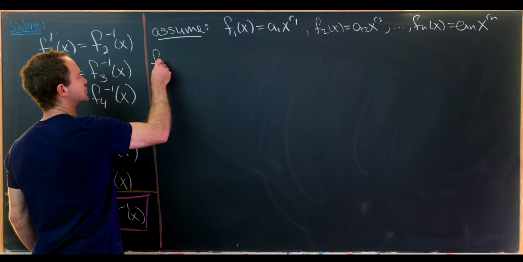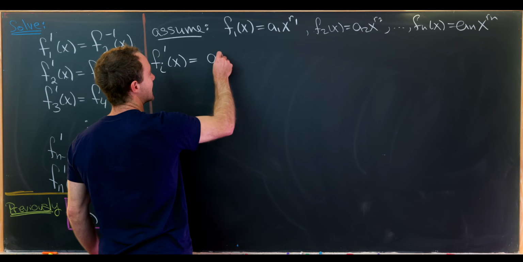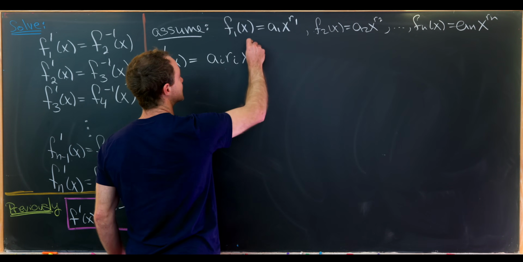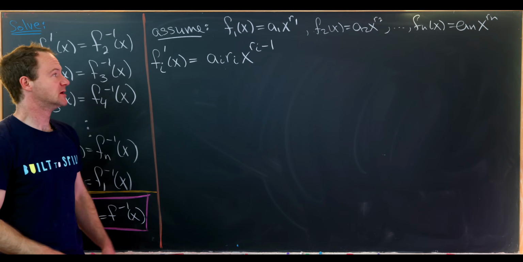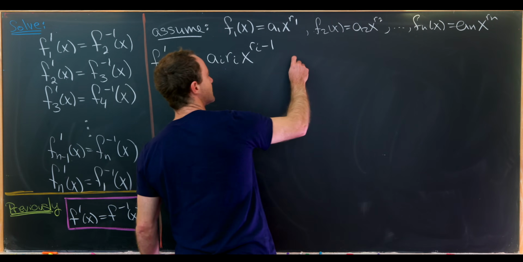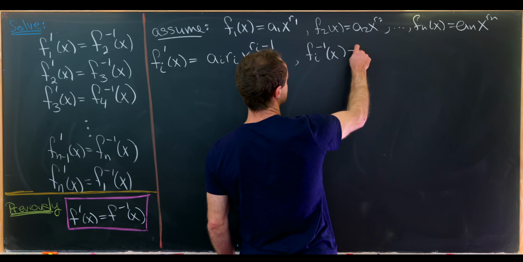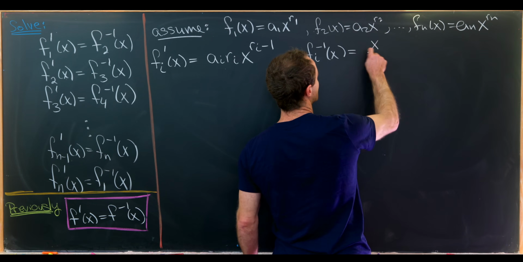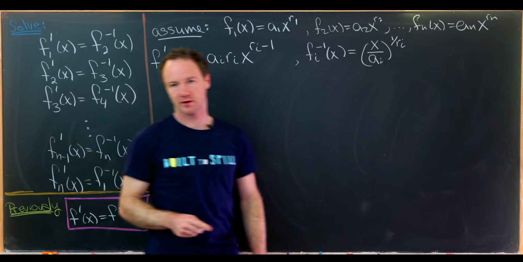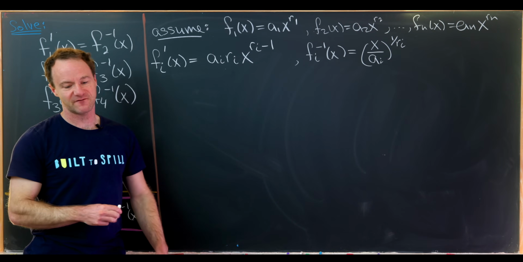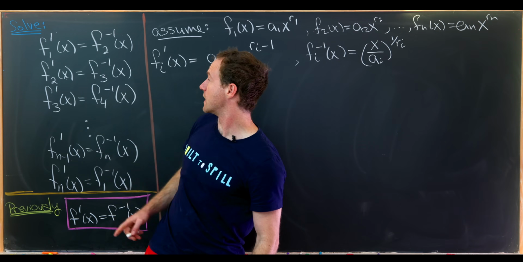So let's note that in general we have fi prime of x is equal to ai times ri times x to the ri minus 1. Okay, but then what about the inverse? Well, we can pretty easily calculate the inverse. So fi inverse of x will be equal to (x over ai) to the 1 over ri power. So I'll let you work out the details, but that's fairly straightforward. Okay, so now we'll impose these equations.